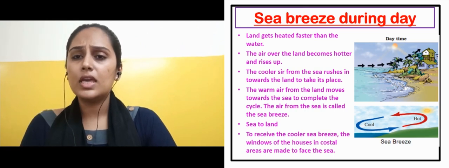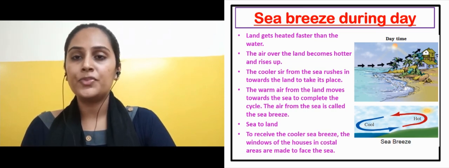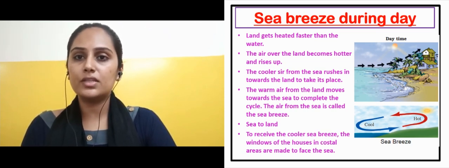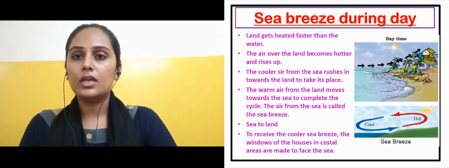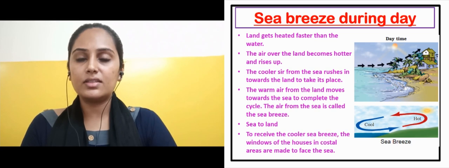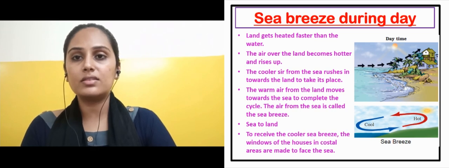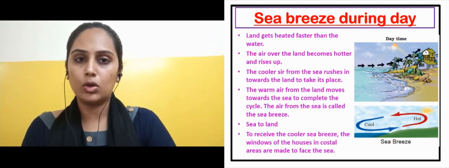Next one is sea breeze during day. Same thing, we will see two parts: one is sea breeze during day and the other is sea breeze during night. First we will see sea breeze during daytime. Now let's see what happens in that. Land gets heated faster than the water. Land always gets heated faster as compared to the water.